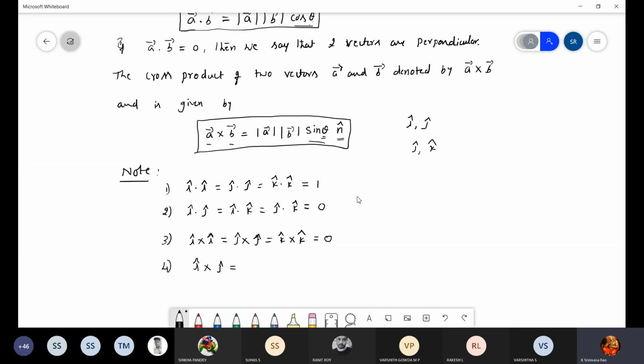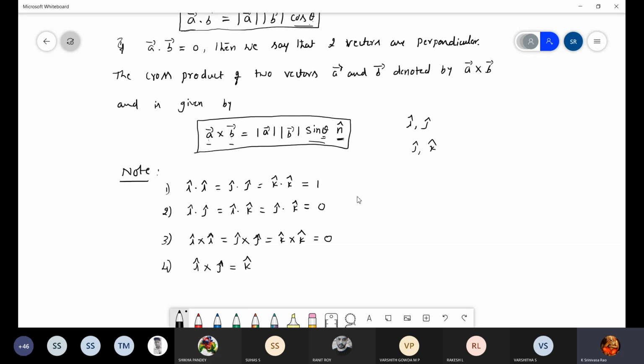i cross j. Substitute here in the a cross b formula. In place of a and b, I substitute i and j. Magnitude of i is 1, magnitude of j is 1, and the angle between i and j is 90, therefore sin 90 is 1. But one more thing is very important: n cap, a vector perpendicular to both i and j. That is k.